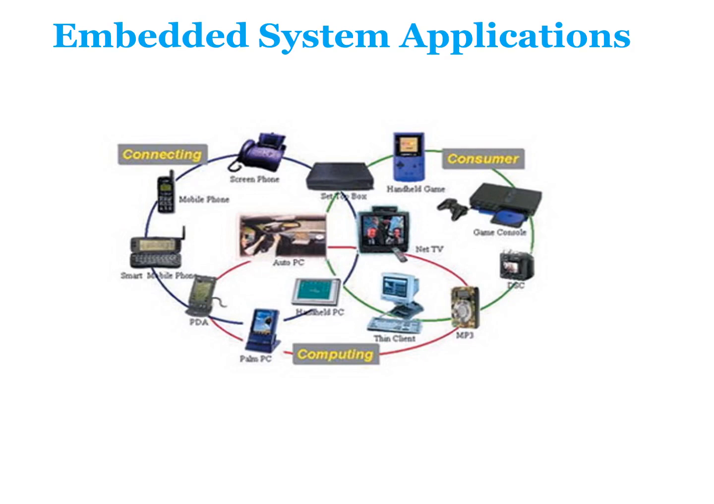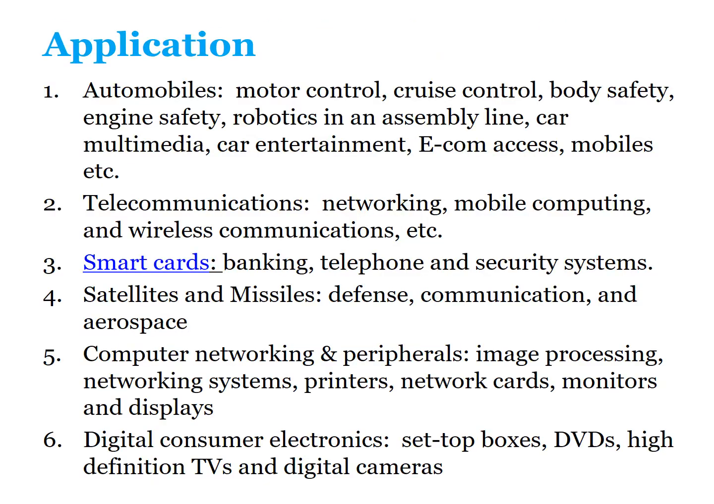In automobiles, the applications of embedded system are motor control, cruise control, body safety, engine safety, robotics, car multimedia, car entertainment, e-com access and mobiles, etc. In telecommunication, the embedded system can be used in networking, mobile computing and wireless communication. In smart cards, it can be used in banking, telephone and security systems. In satellites and missiles, in defense systems, communication and aerospace, the embedded system can be used.